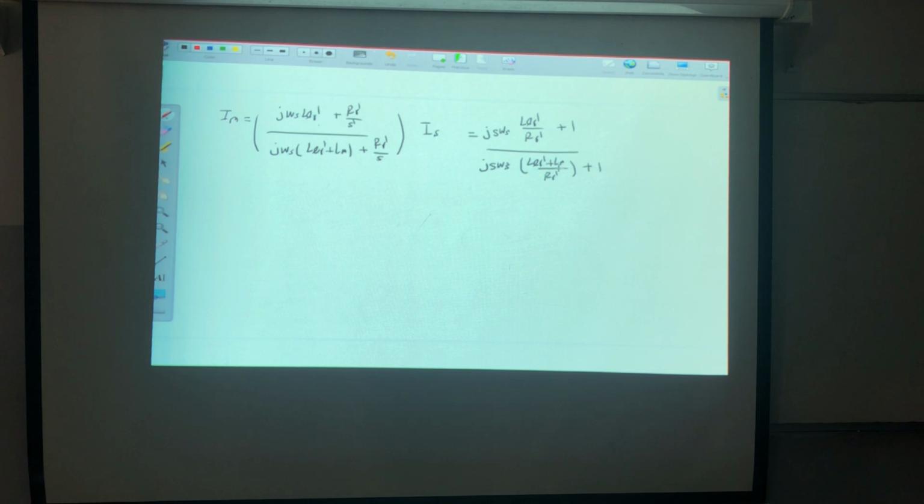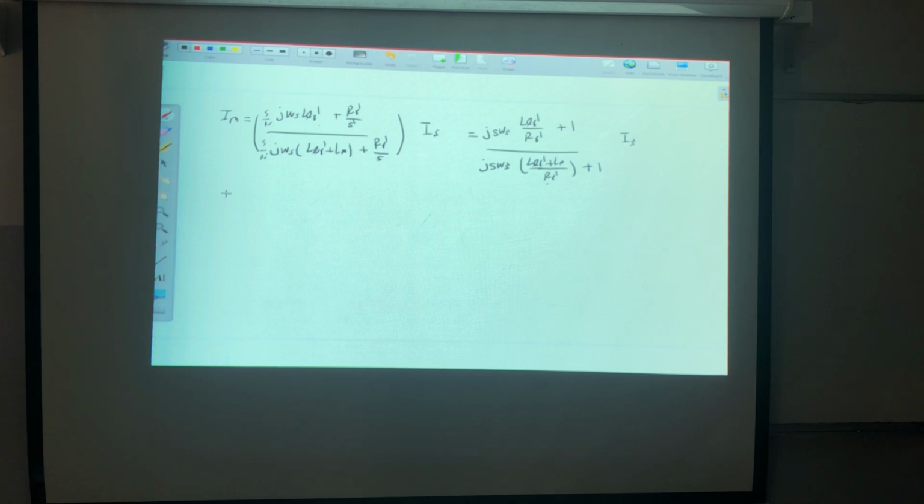I multiply above by s and down by s, and divide above by R' and down by R'. Yes? So this will be multiplied by Is. Now let's see.